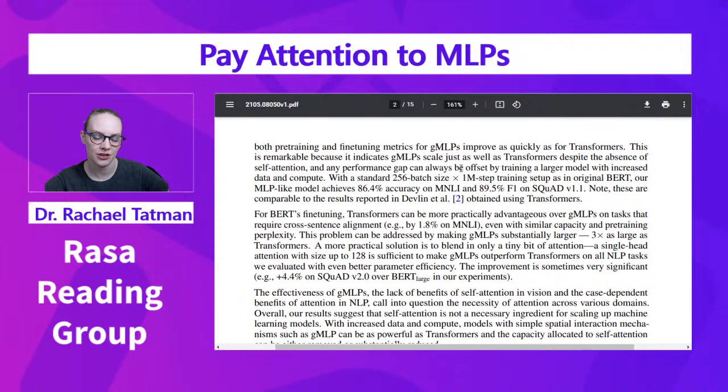We start with a standard 256 batch size times 1 million step training setup, as in the original BERT. Our MLP-like model achieves 86.4% accuracy on MNLI and 89.5 F1 on SQuAD v1.1. This is a question answering data set, and this one is natural language inference. So given two statements, figure out if they are contradictory or one implies the other, that sort of thing. Note these are comparable to the results reported in Devlin et al. obtained using transformers. That's the BERT paper.